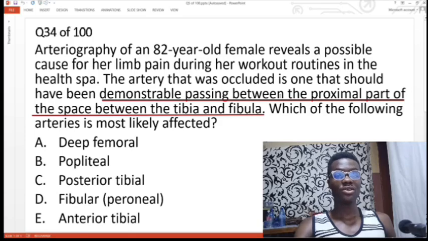The posterior tibial artery just descends downward from the popliteal artery like that. Later on, it gives the fibular artery, the peroneal artery, that supplies the posterior compartment and gives some branches to the lateral compartment of the leg. So the correct answer is option E, which is the anterior tibial artery.